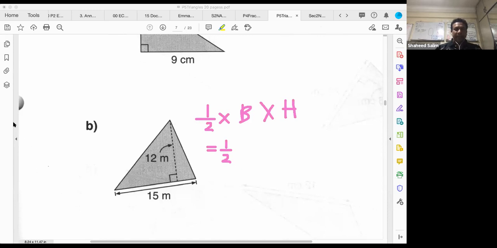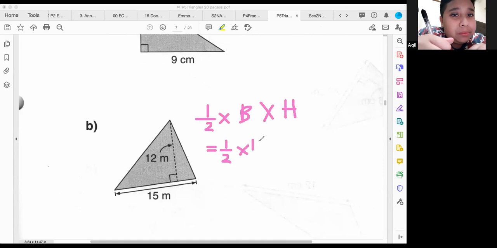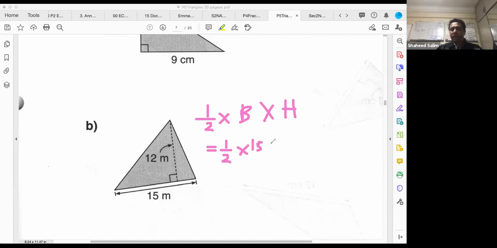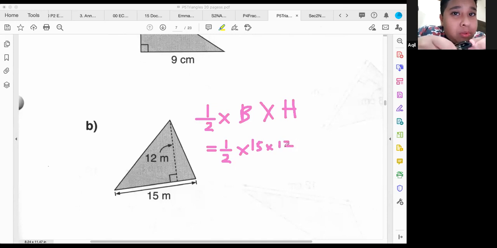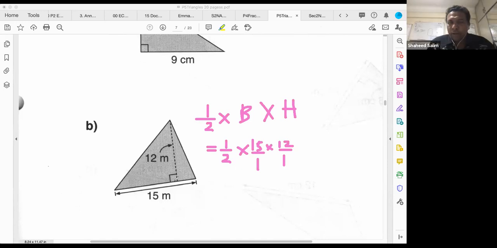The answer is 90, is it? Ready? Okay, let us see. What number do I write for base? Times what? 15 over 1. And the other number is? Times 12 over 1. Why times 12? Because this is the height. You try then. You can use a calculator.